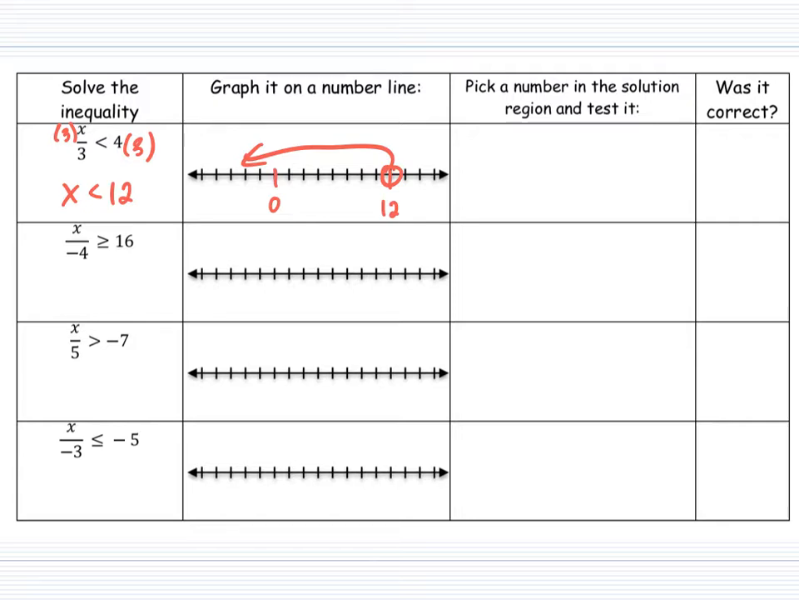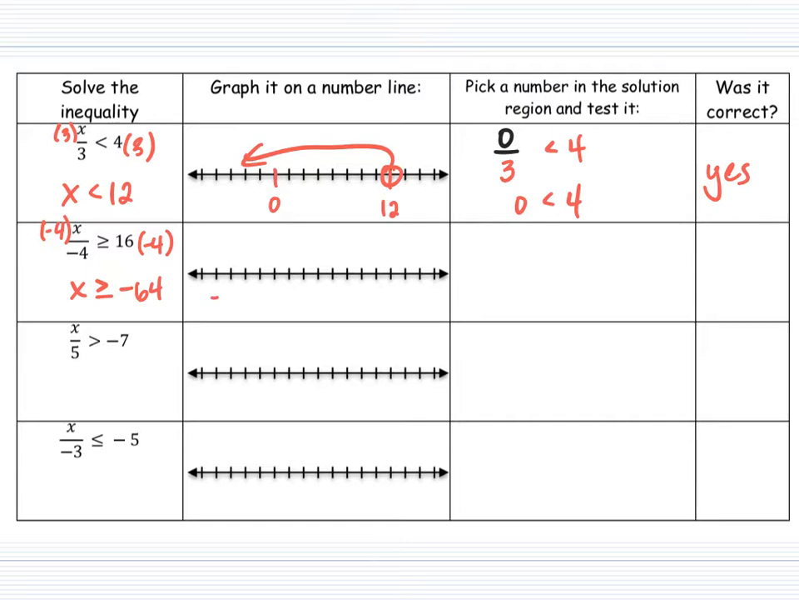And I'm going to pick 0 as my checkpoint. So 0 divided by 3 is less than 4. 0 is less than 4. That is true, so that worked. On the next one, I'm going to multiply both sides by -4. So I have x is greater than or equal to -64.